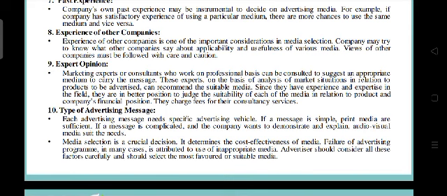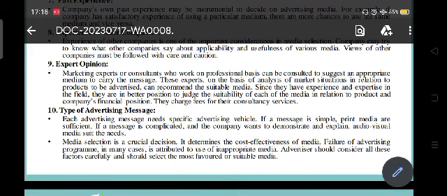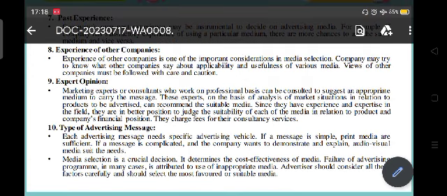Media selection is a crucial decision. It determines the cost effectiveness of media. Failure of an advertising program in many cases is attributed to use of inappropriate media. Advertisers should consider all these factors carefully and should select the most favored or suitable media. So therefore here are the 10 points which describe the criteria of media selection, and I hope you understand.